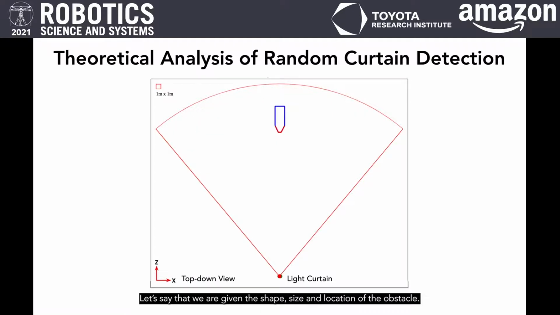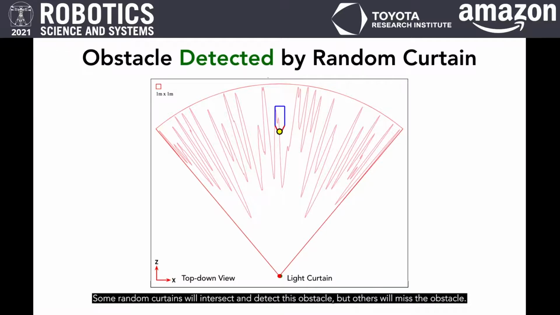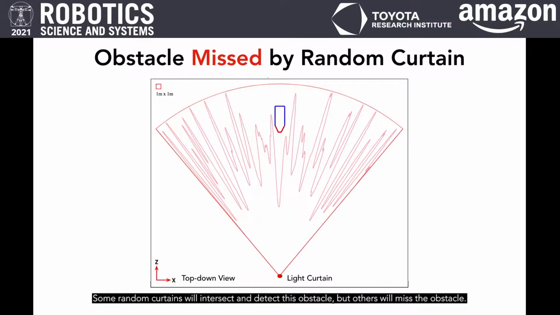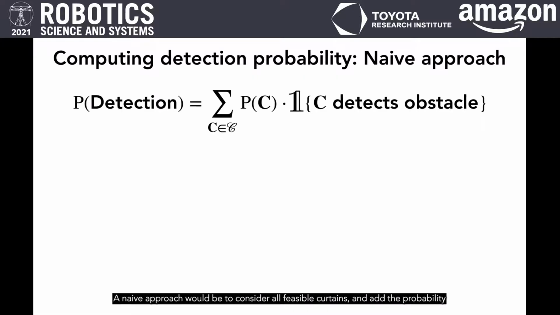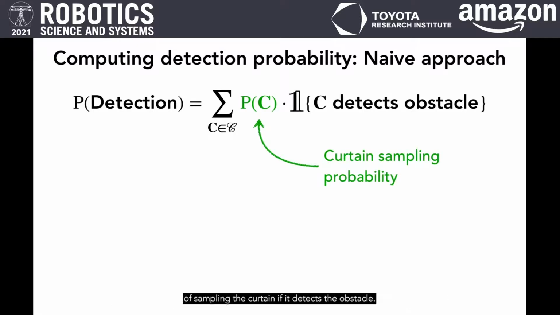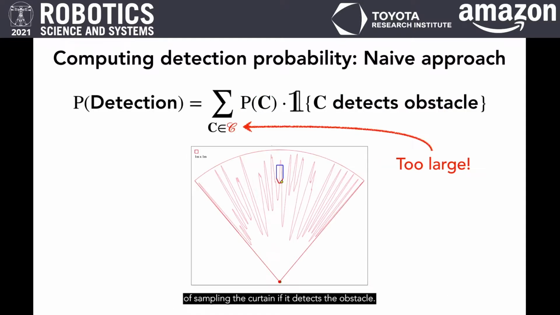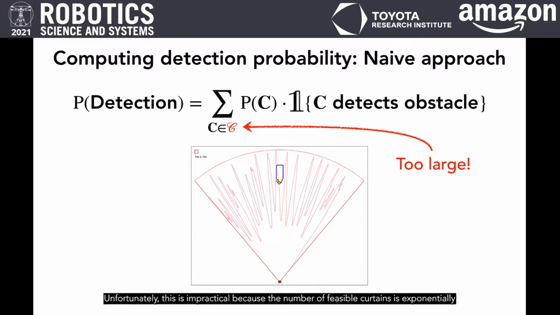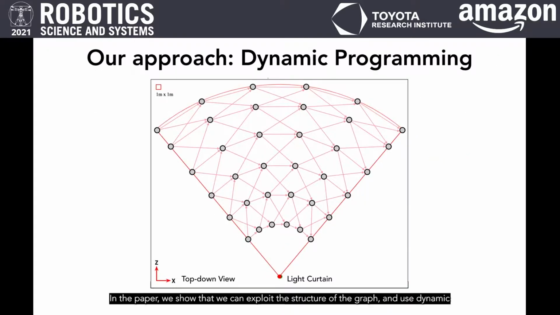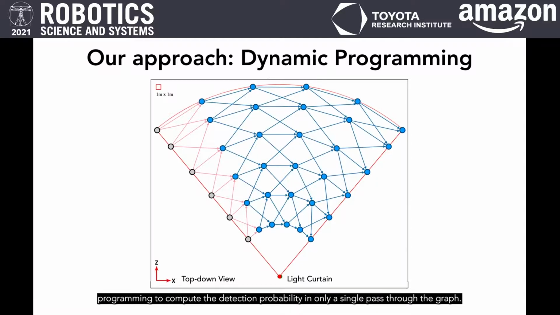Let's say that we are given the shape, size, and location of the obstacle. Some random curtains will intersect and detect this obstacle, but others will miss the obstacle. Can we compute the probability of detection? A naive approach would be to consider all feasible curtains and add the probability of sampling the curtain if it detects the obstacle. Unfortunately, this is impractical because the number of feasible curtains is exponentially large. In the paper, we show that we can exploit the structure of the graph and use dynamic programming to compute the detection probability in only a single pass through the graph.